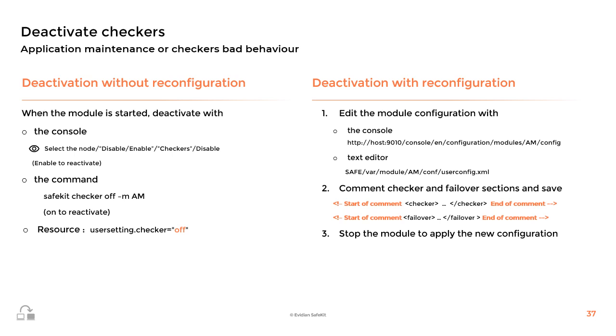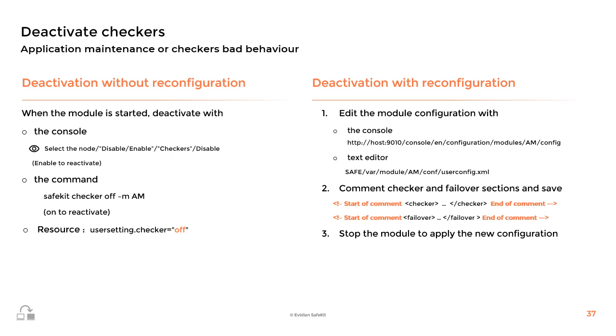This might also be the case if the checkers trigger automatic restarts that are not desired by the user. Firstly, let's examine how to deactivate checkers without reconfiguring the module. To suspend or resume checkers, you can either use the console or the commands SafeKit checker off and SafeKit checker on. To check if the checker monitoring is on or off, you can consult the status of the resource named usersetting.checker. Secondly, let's examine how to deactivate checkers with reconfiguration of the module.